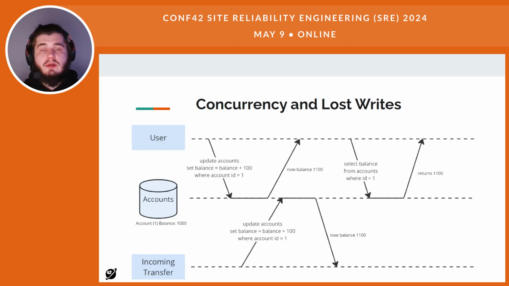Concurrency is one of the most intricate challenges in distributed systems. Concurrency means that multiple computations are happening at the same time.